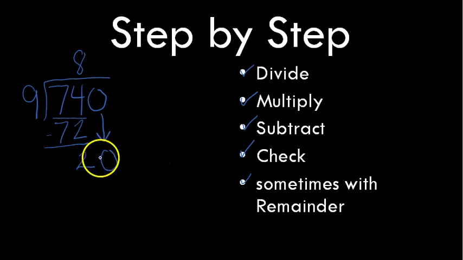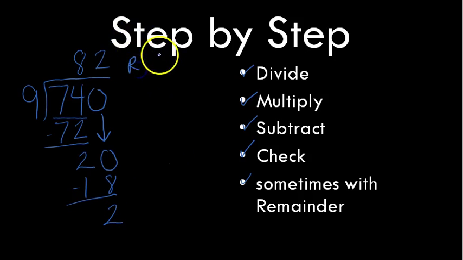So I go back to the top, divide. 20 divided by 9 is 2. 2 times 9 is 18. 20 minus 18 is 2. And that is my remainder.